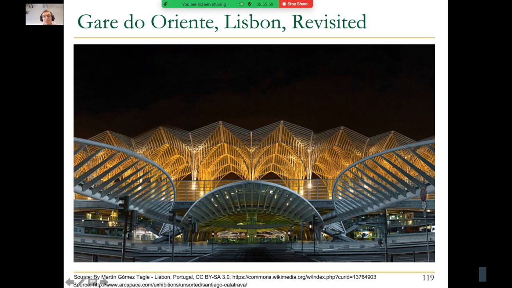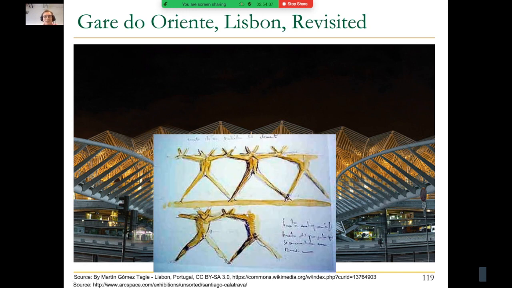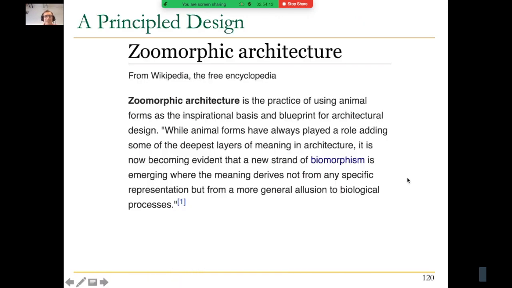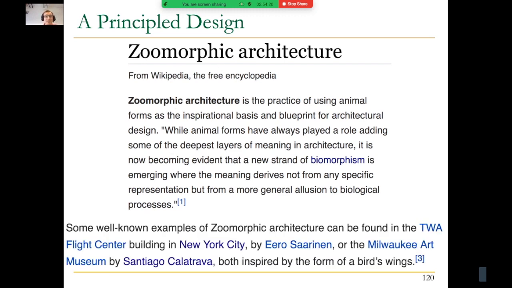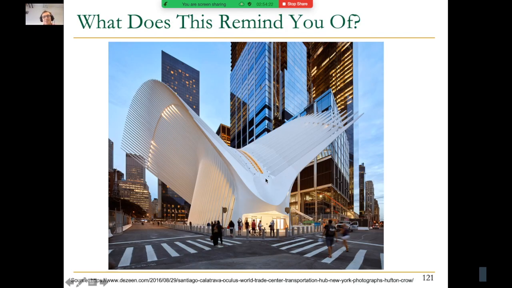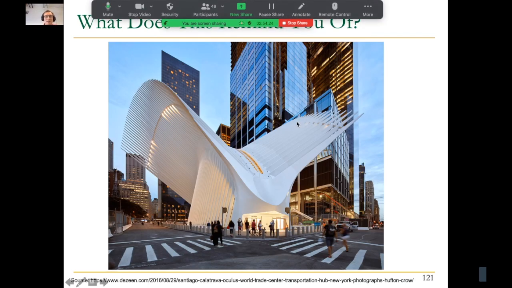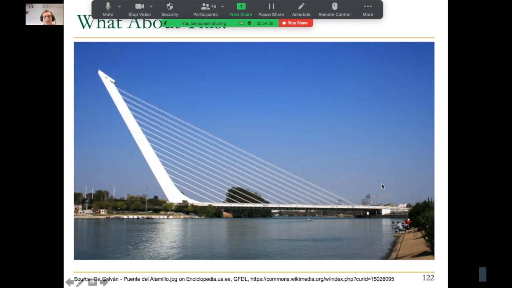This is another example of Calatrava architecture, which is in Lisbon. That was the first place I visited in Lisbon, actually, after I went there by plane. But you can see the anthropomorphic design over here. They actually call it zoomorphic architecture. There's a Wikipedia article about it. But it is based on some principles. And this one reminds me of a bird. For other people, it may remind them of a dinosaur or something else.